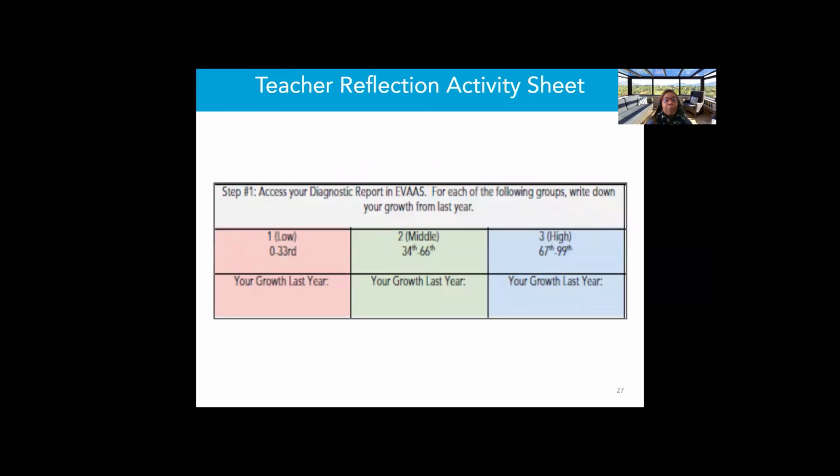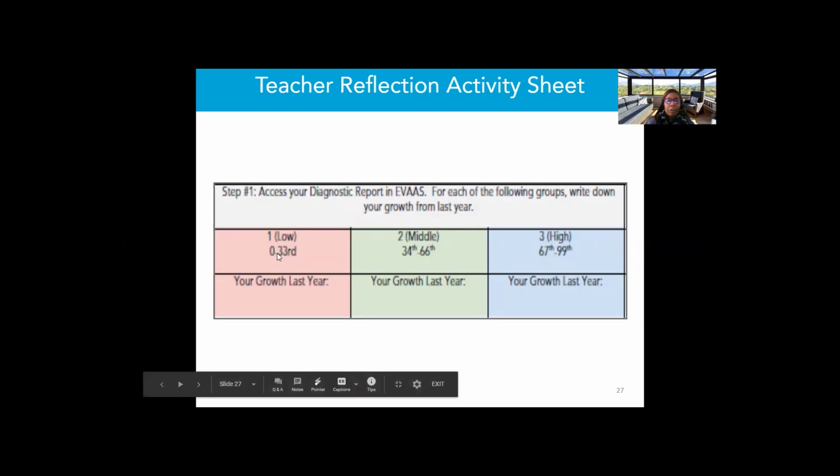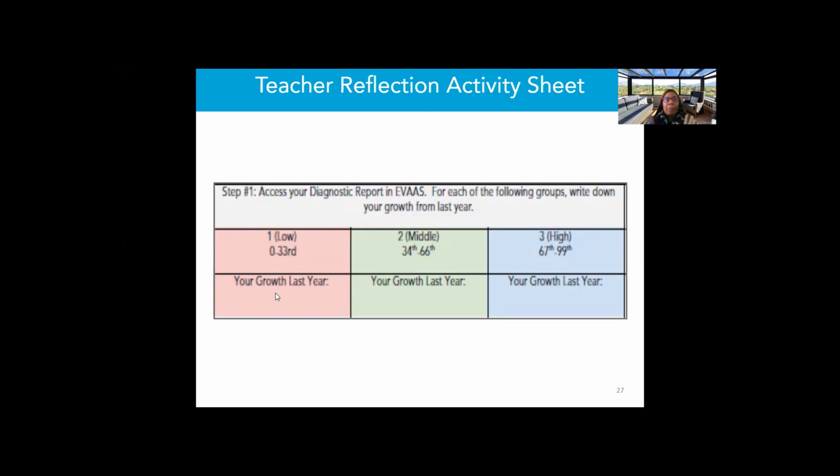So first step, we ask teachers to access their diagnostic report. If they have not ever engaged with their diagnostic report, you probably want to have them engage with their diagnostic report before doing this activity. And then for each of their groups, 0 to 33, low, middle, and high, they're going to write down their growth index from the previous year, right? So if it's a positive 9 here and a positive 3 here and maybe a -2 here, fine. -2, +9, +7, what have you. But they're going to write those numbers here.